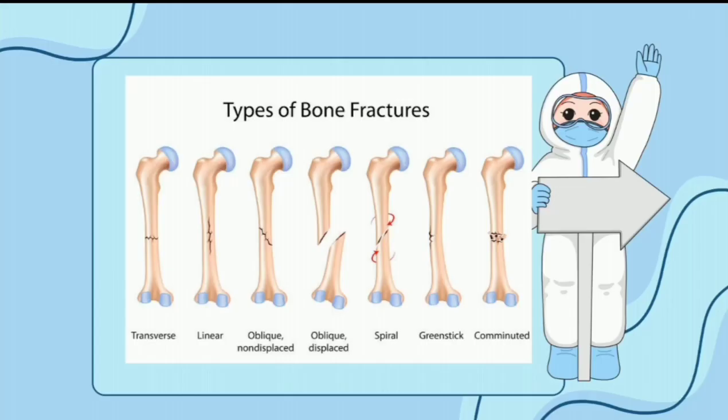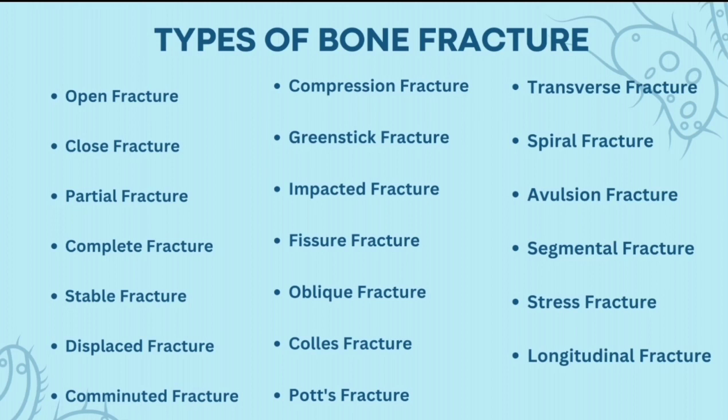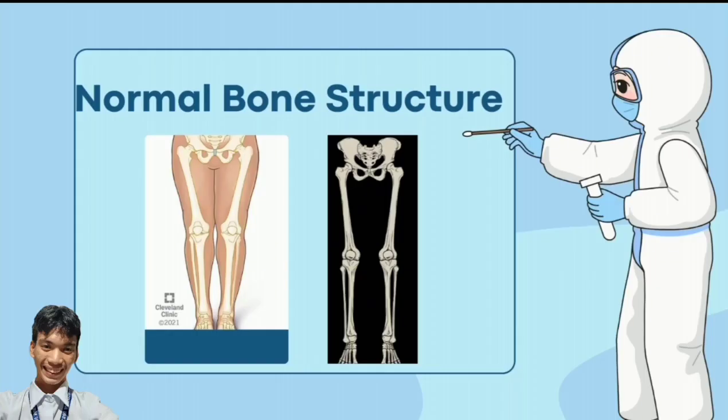These are the different types of bone fracture. We have the open fracture, closed fracture, partial fracture, complete fracture, stable, displaced, comminuted fracture, compression, greenstick, impacted fracture, fissure, oblique, closed and pads fracture, transverse, spiral, avulsion fracture, segmental, stress and longitudinal fracture. So we can see in the picture the normal bone structure kung saan wala pa itong fracture or broken bone.